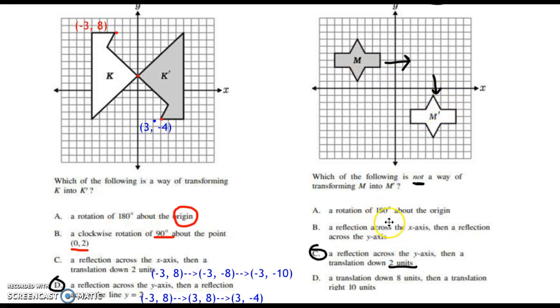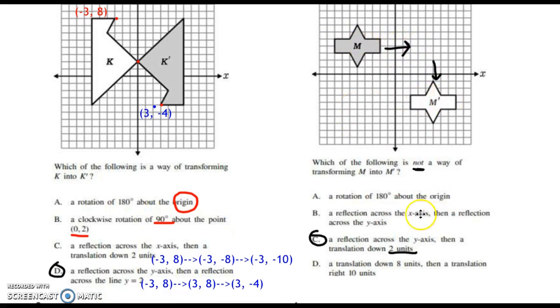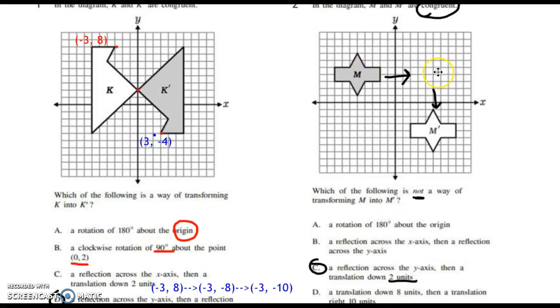A reflection across the X and then a reflection across the Y. That is a reflection across the X, which would be here, and across Y, which would be here. A reflection across Y would bring it here. However, a translation down 2 units is not enough to bring it from up here to down here.